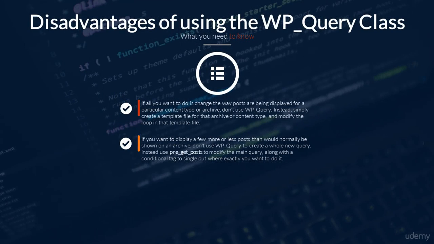Now let's take a look at some situations where it wouldn't be appropriate to use the WP_Query class. If all you want to do is change the way posts are displayed for a particular content type or archive, don't use the WP_Query class. Instead, simply create a template file for that archive or content type and modify the loop in that template file. If you want to display more or less posts than would normally be shown on an archive page, don't use WP_Query to create a whole new query.